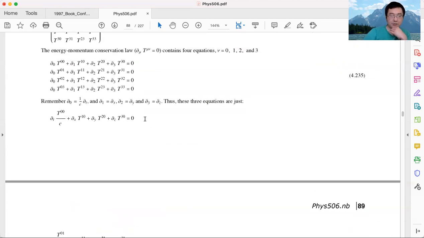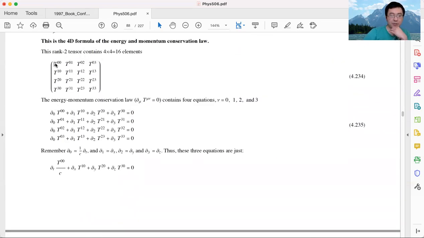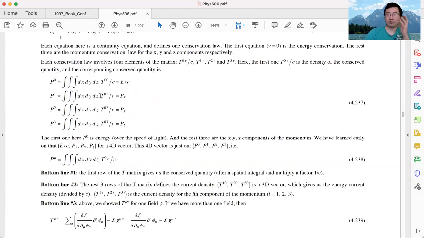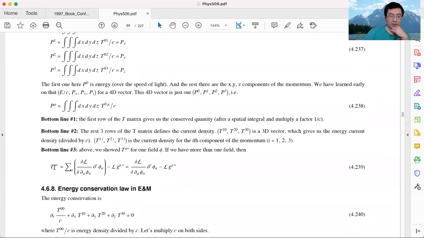Okay, great. So the 4-dimensional energy and momentum is just this first row, and we do a spatial integral. We do a spatial integral over some volume and divide by speed of light, then we get the energy and momentum 4D vector. And this is the 4-dimensional formula.